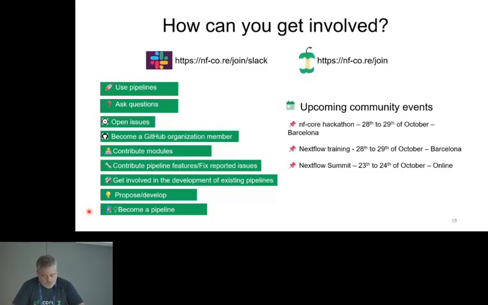So you can open an issue, and maybe you feel brave and you say, okay, let's implement this feature. So you can become a GitHub organization member and contribute to modules or to the pipelines itself. Then maybe if you have contributed to a pipeline, at some point you can get involved in the development team of this pipeline. And of course, if you have new ideas and you think there are pipelines that are missing, you can propose them in the repository that we have for it. It's NF Core proposals. And you can become a maintainer of a pipeline.